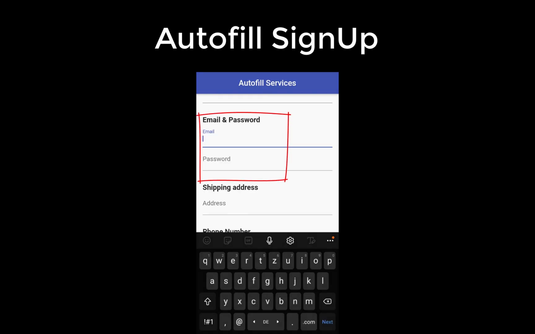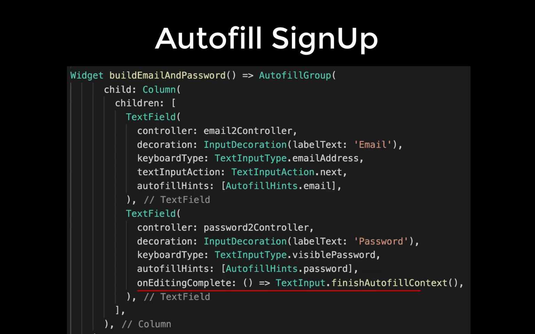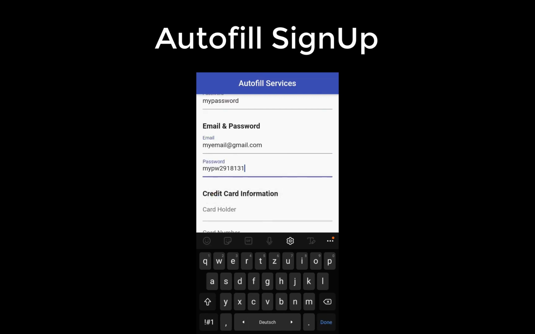Similarly to this, we can autofill email and password. Therefore, add two text fields with email and password hints. Call finish autofill context during the sign-up to persist the email and password of your user in your autofill service app. During login, the user can then access again the saved email and password.